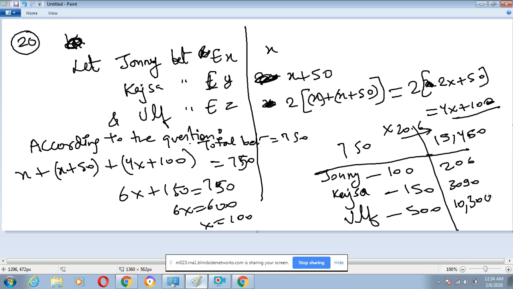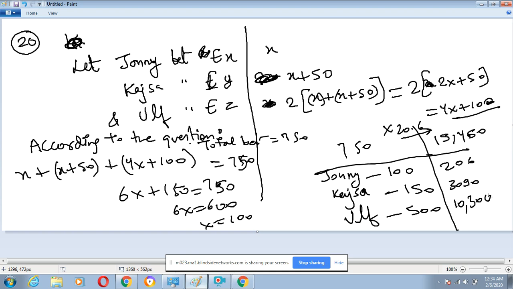Yes. So once you get that, it means when I divide 750, this is the partition: Johnny, Khatsa, Ulf. But the question says, what if you divide 15,450 into partitions? So my point is, the shortcut is that from 750 to 15,450, I have to multiply by 20.6, correct?